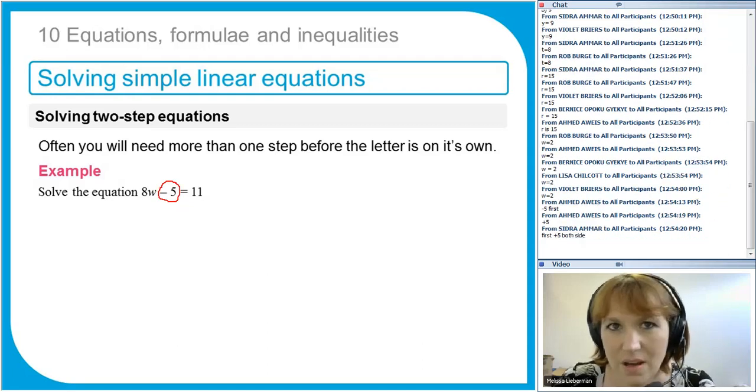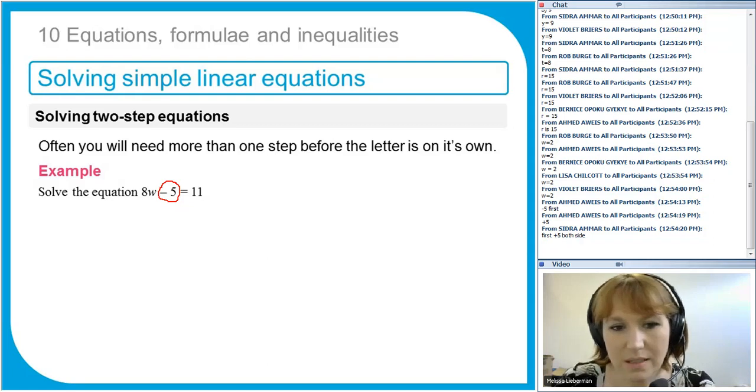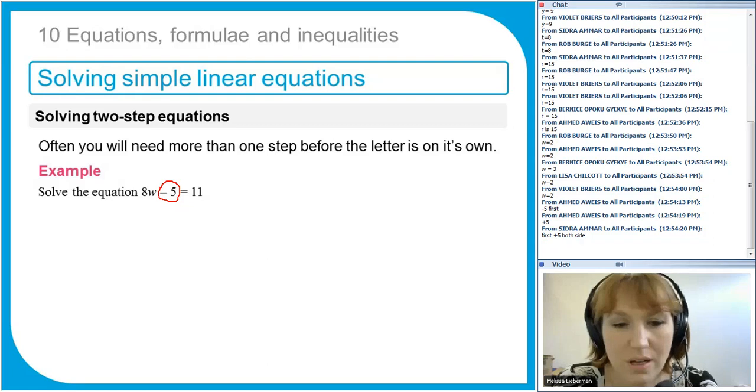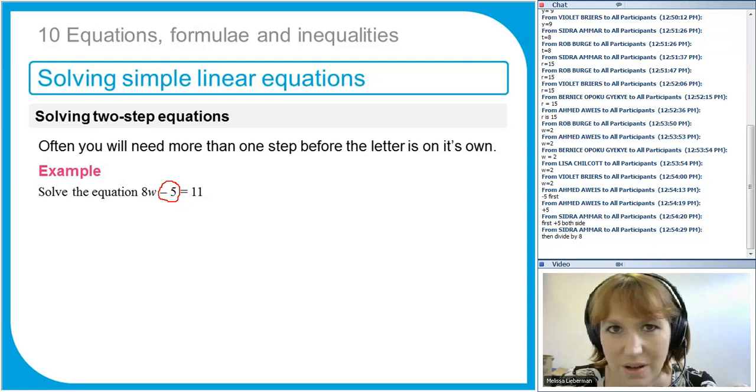To get rid of the -5, I need to add 5. So I'm going to start by adding 5 to both sides. So that's the first thing, that you're the one that's deciding what you're going to do to both sides. And you say, how do I get this W on its own? Well, I need to get rid of the 5. It's -5, so I need to add 5.